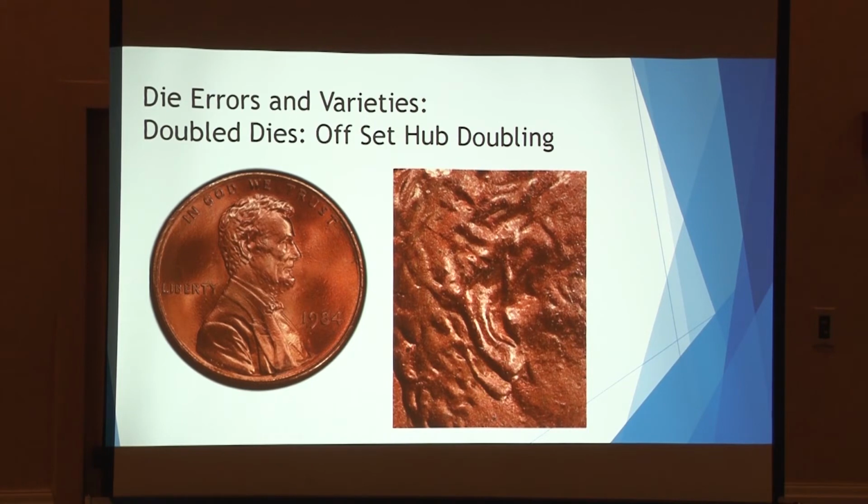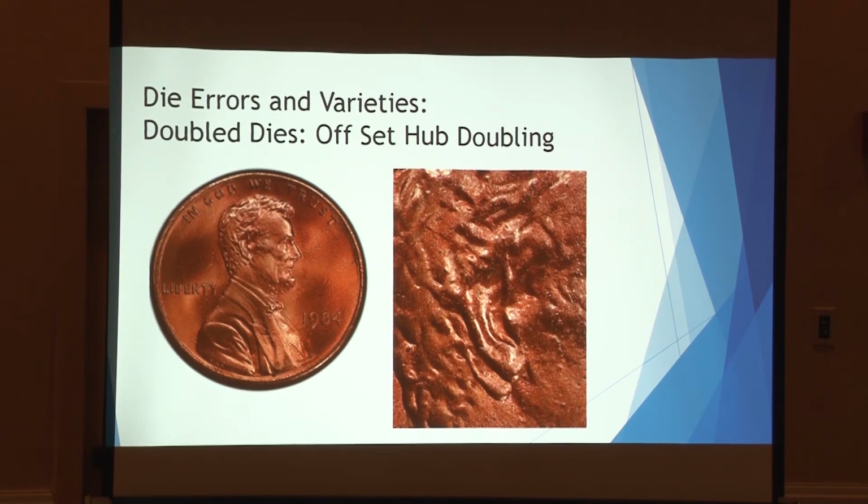The next type is an offset hub doubling. Basically, the die comes down onto the hub, but it's offset. So you get a very weak impression or a very strong impression depending on which die or variety it is. In 1984, it came down and only picked up part of the ear and part of the beard. They set it correctly, hubbed it, put it into production. You have 1984 double die obverse, double ear.